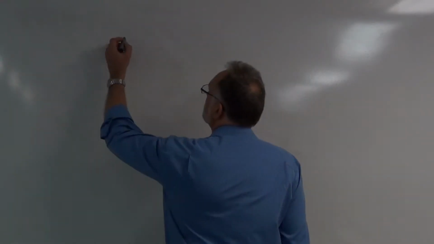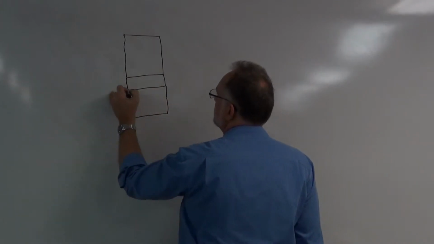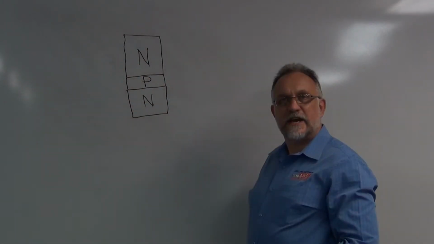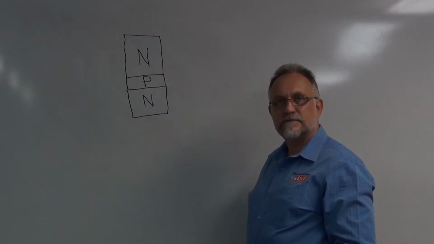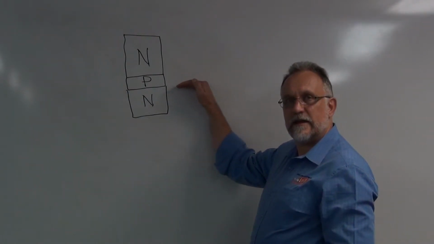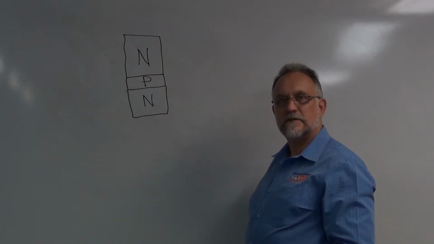In this short video, I'm going to explain to you the operation of a BJT, a bipolar junction transistor. A BJT is made up of three semiconductor layers, and here are the junctions.